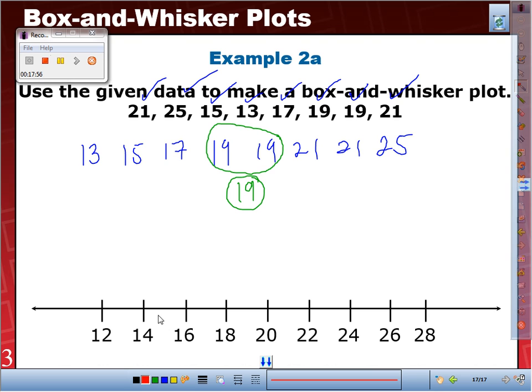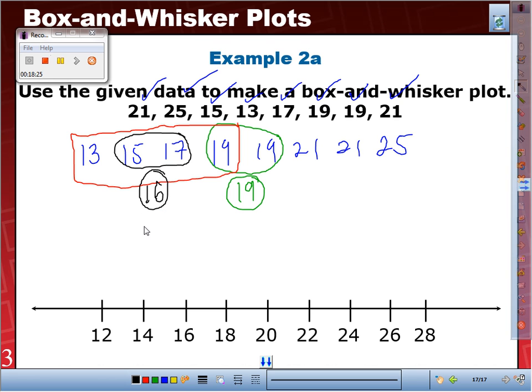Let's look at the lower quartile. The lower quartile, we're going to focus on these four right here. Everybody see them? So to find our median of those four, we need to do what? Add what? 15 and 17. 15 plus 17, that's 32. 32 divided by 2, that's 16. 16 is our lower quartile, or Q1. Are we there so far?